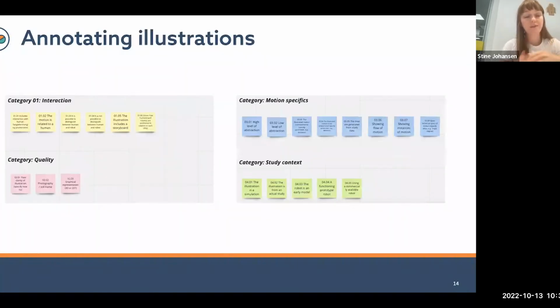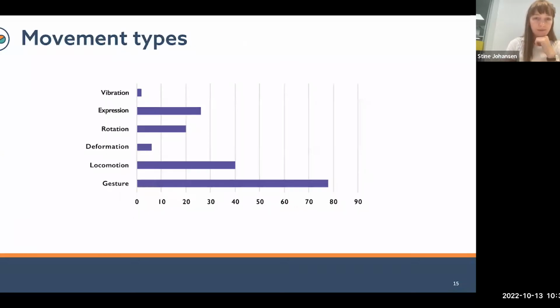In order to do that, we developed a set of codes that we used to annotate the illustrations. These codes related to any kind of interaction, if the movement was related to an interaction between a robot and a human, how it showed the specifics of the motion or the movement, if it contained any information about the study context or the context of the design, and what kind of quality the illustration contained.